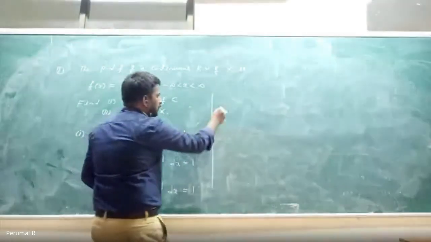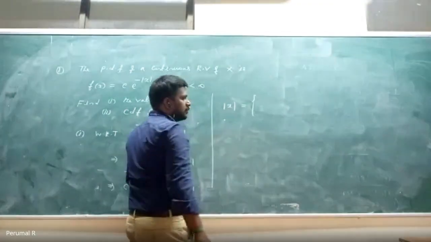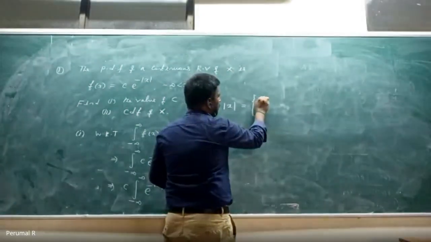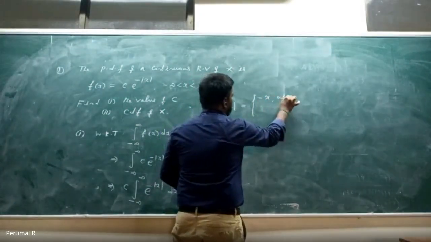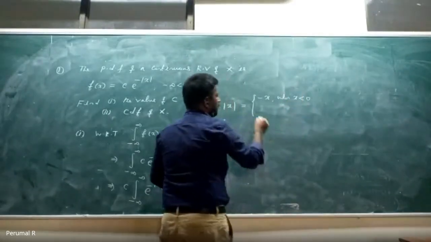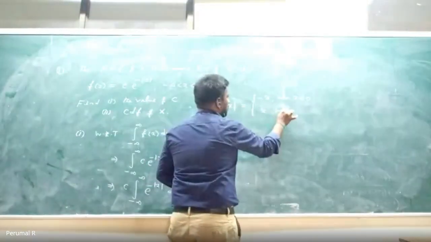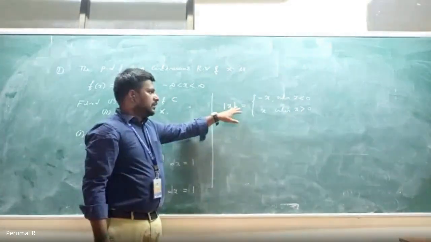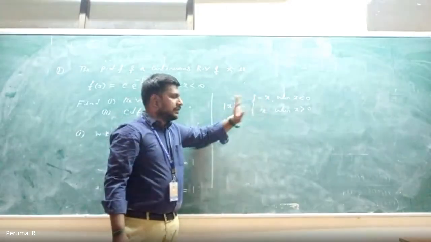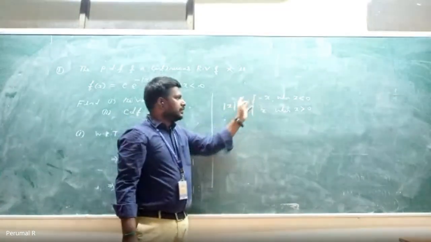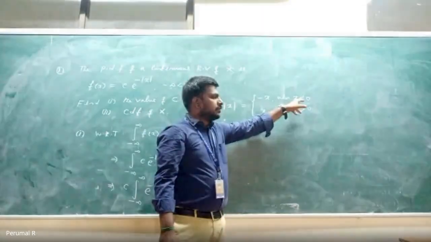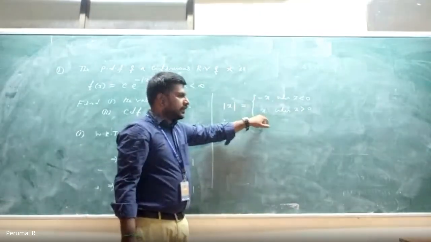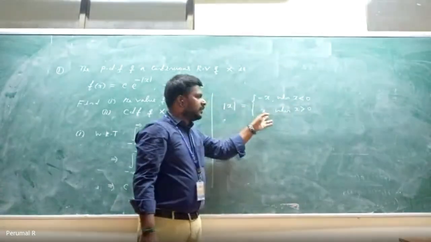So we have to take two limits. Actually, we have to define modulus x. When you get minus x, that means x is less than 0. When you get plus x, that means x is greater than 0. So mod x means you have both minus x and plus x. When modulus x becomes minus x, your x should be less than 0. When modulus x becomes plus x, x is greater than 0.